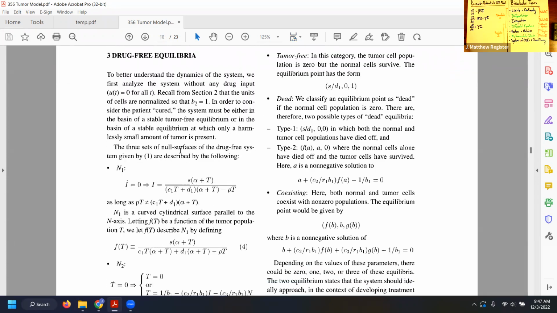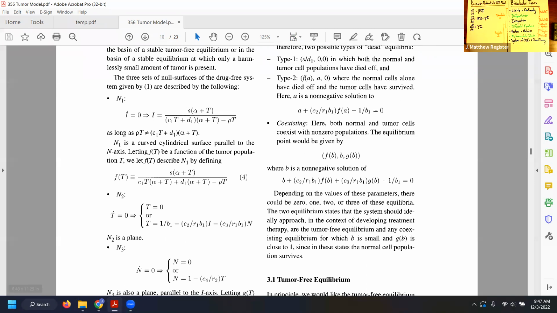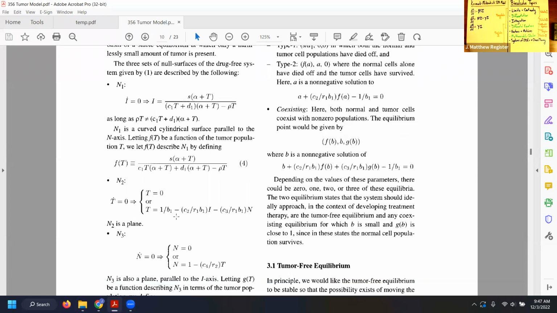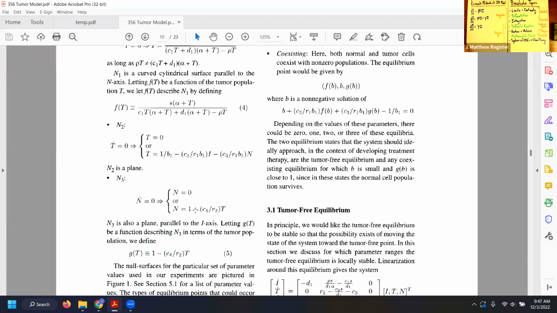But then they start to talk about null surfaces. Null surfaces are where we're going to get things which are zero, and so rates of change which are equal to zero. And so when is the rate of change of immune cells going to be zero? When is the rate of change of normal cells going to be 0? When is the rate of change of tumor cells going to be equal to 0? If we can figure out a point where all 3 of them are equal to 0, then that is considered an equilibrium.